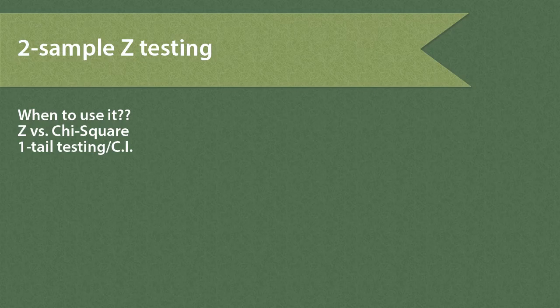Now let's take a look at the two-sample Z-test for proportion difference. We're going to look at when to use the two-sample Z-test by comparing the Z-test against the chi-square test. We'll look at one main advantage of the two-sample Z, and that is it allows us to run one-tailed testing, whereas chi-square does not. It also provides us with a confidence interval of the difference in population proportions.